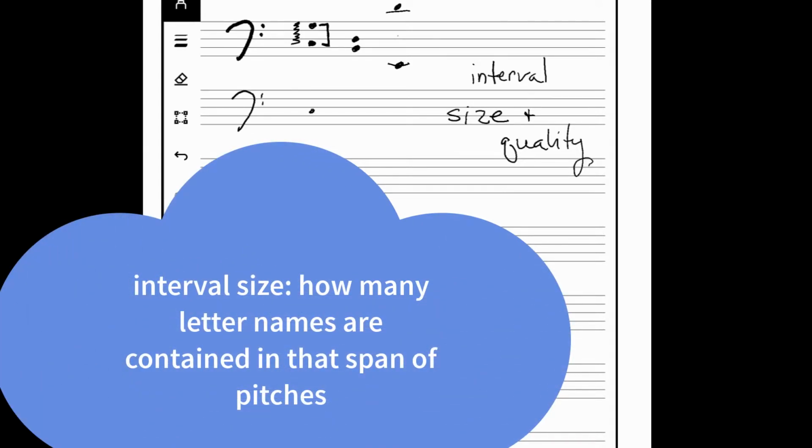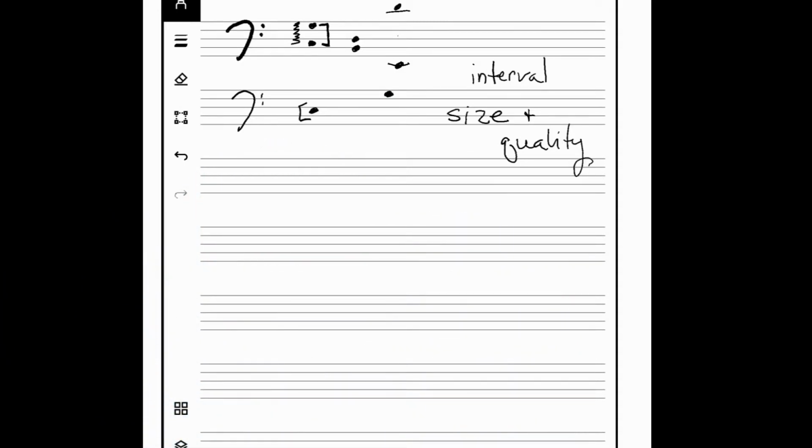If we start on C and we're headed up to G, let's make those notes look more important. How many letter names will I use? Well, I'm going to start on the first note. That's 1. D is 2, E is 3, F is 4, G is 5. So that means this interval is a fifth. It spans 5 scale names, or 5 letter names.